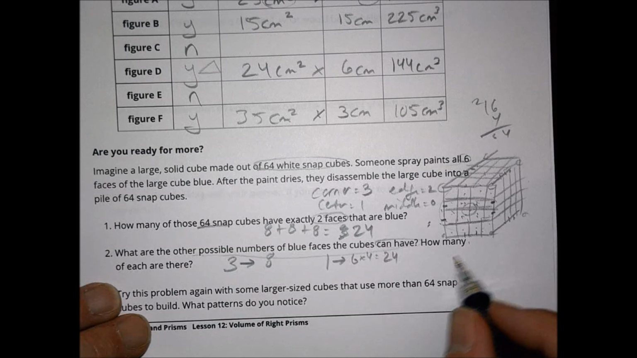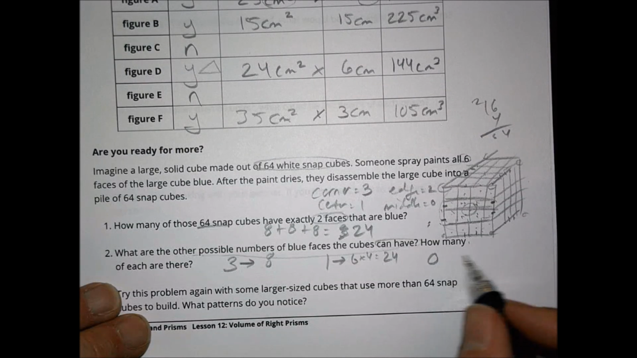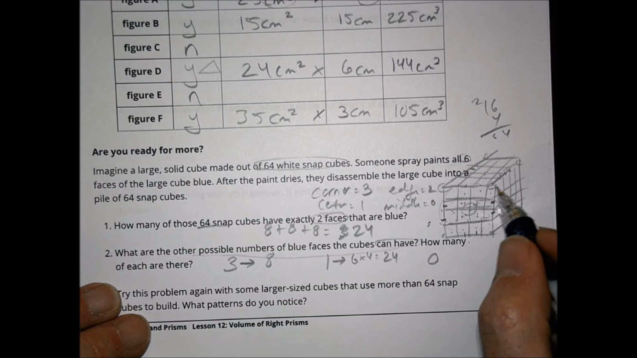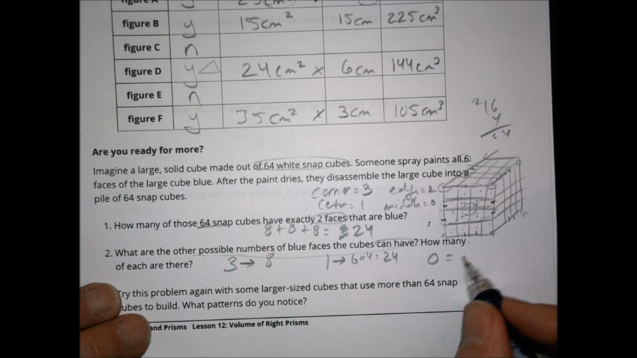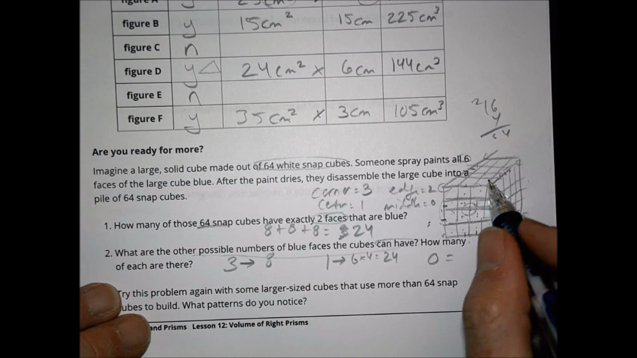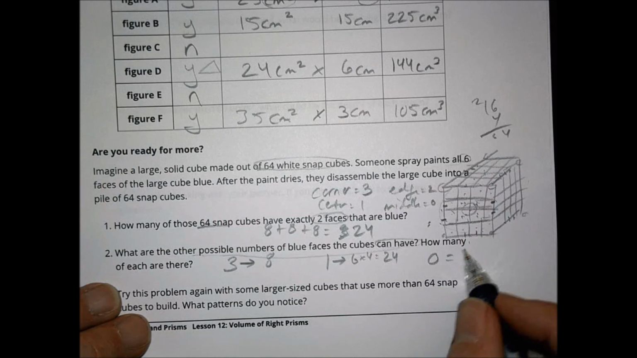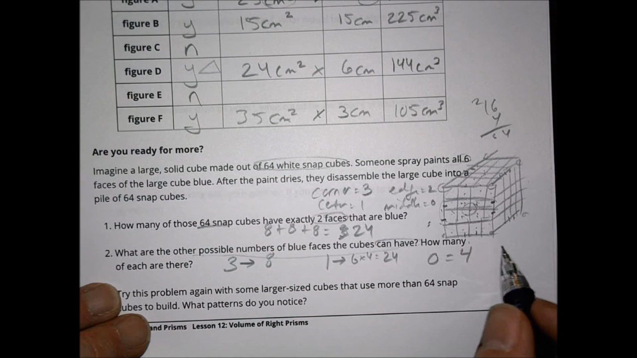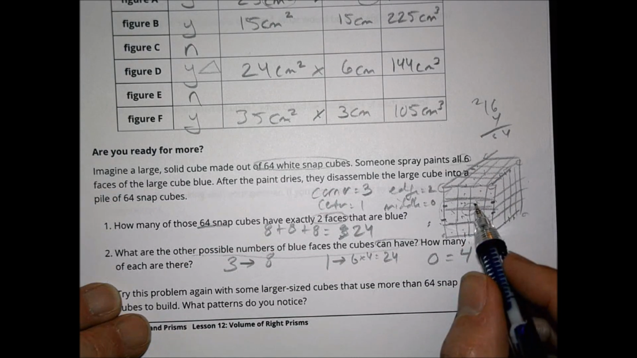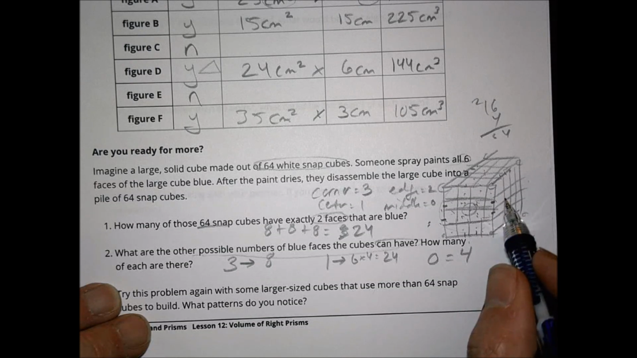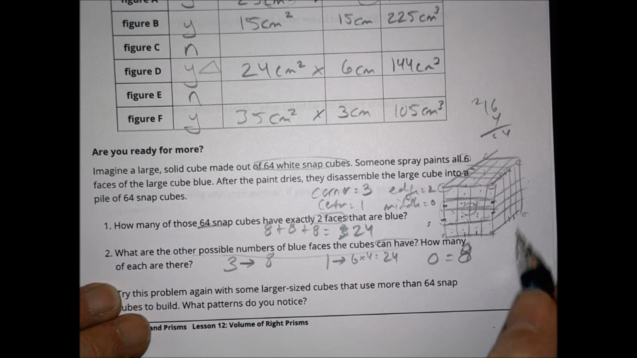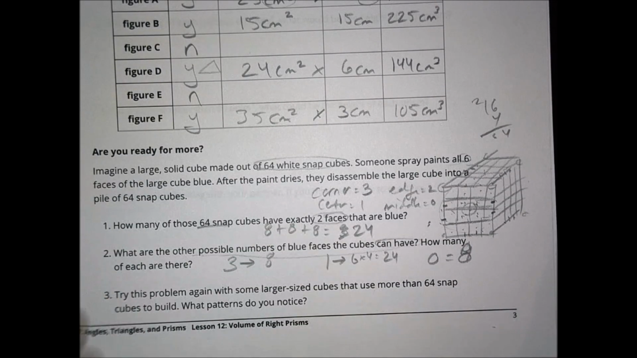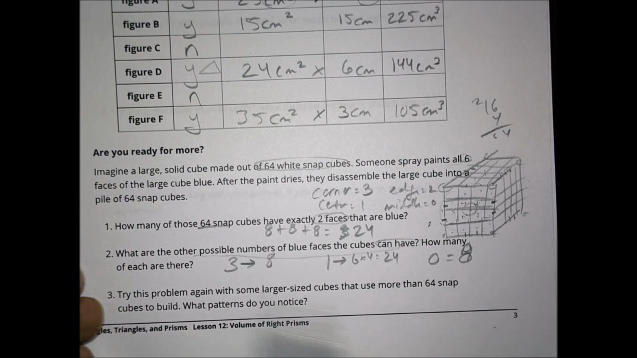And then you can have some that have 0. That's going to be the ones you can't see, the little blocks inside of it. So inside of here there are going to be some spaces. Actually, you have 8 inside that you can't see. But that's it. I'm going to skip part 3 for now because it's just more of the same.